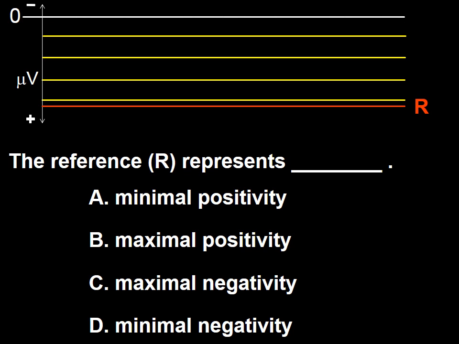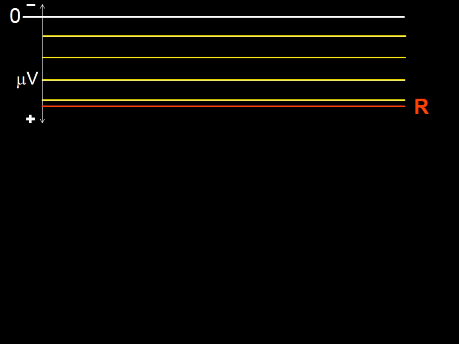Next question. The reference represents A, minimal positivity, B, maximal positivity, C, maximal negativity, D, minimal negativity. In this question, as in the previous one, all the voltage lines are below the zero line, thus all are positive. The reference line is the most positive since it is the furthest line from the zero line. Thus, it represents the maximal positivity.